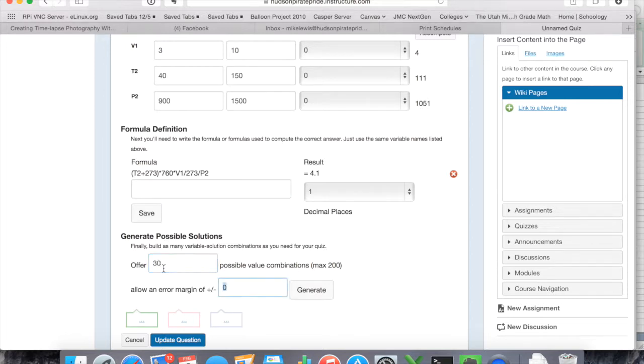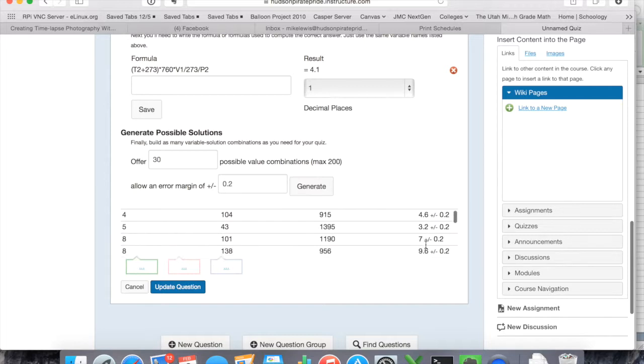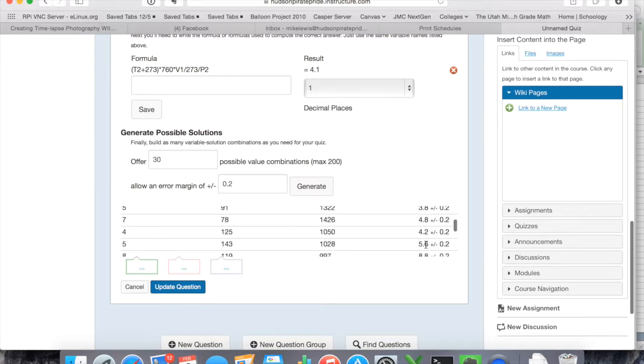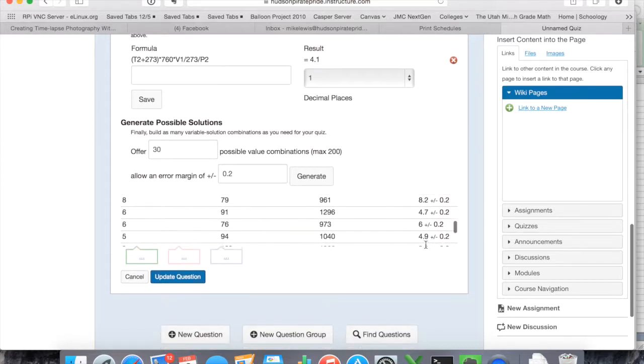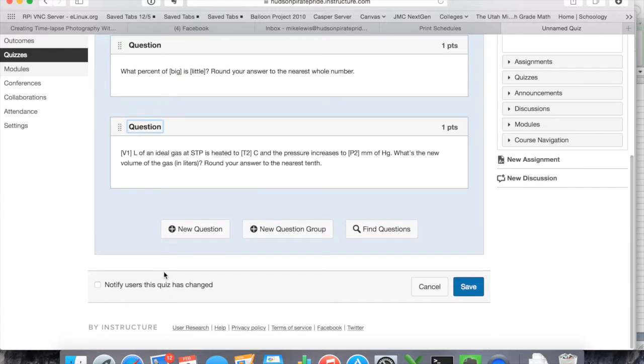Let's give it 30 possible values, and because I'm having it round to 1 decimal place, for my error margin, I'm going to be a little bit lenient, and I'm going to give them 2/10 in either direction. When we generate this, 4.2 plus or minus 0.2, 4.6, you can see the different possible answers that students will get when they take this quiz. We'll update this question, and I'll save the quiz.